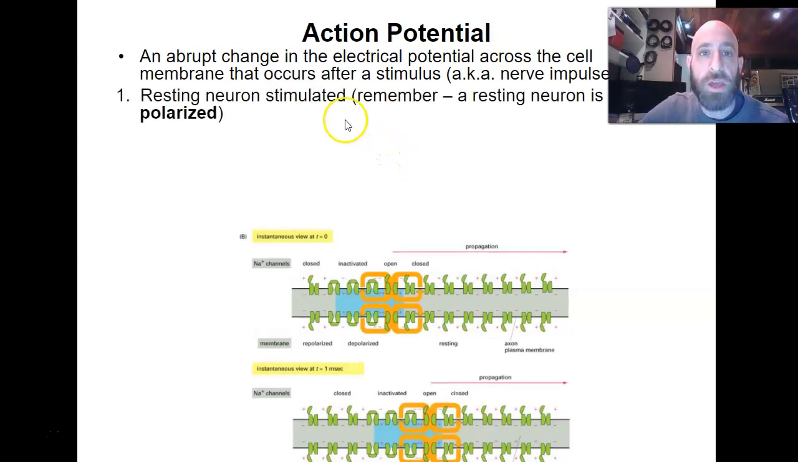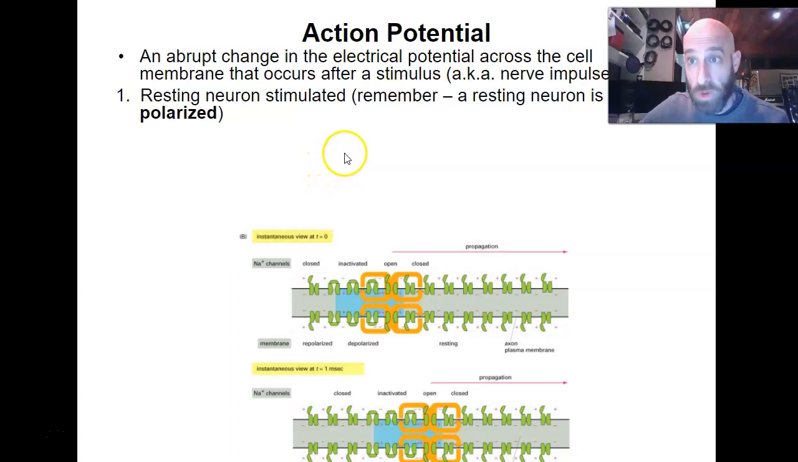All right, so initially we have a neuron that is at rest, and resting potential is that negative 70 millivolts, and that is considered polarized. I'm going to be using that term a lot in this lecture: depolarized, repolarized, hyperpolarized, right? But polarized just means different. So negative 70 on the inside of the membrane and 0 on the outside, and that is polarized.